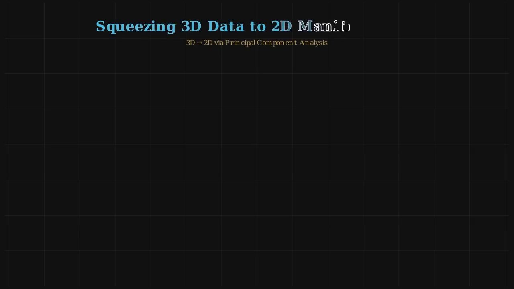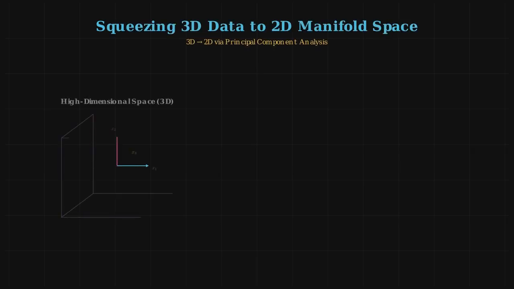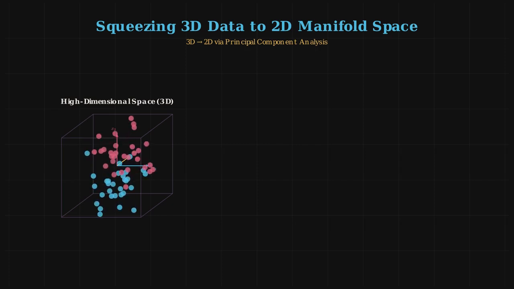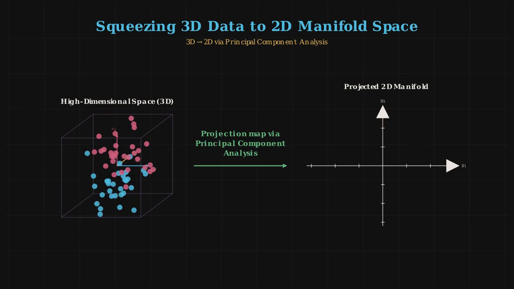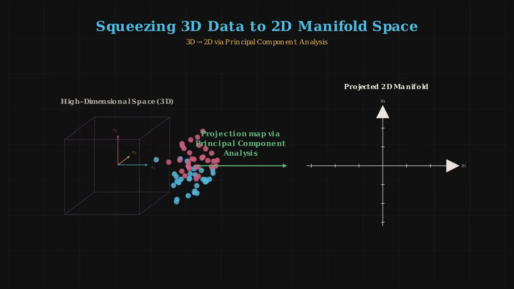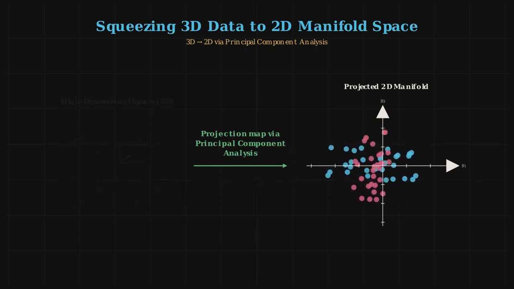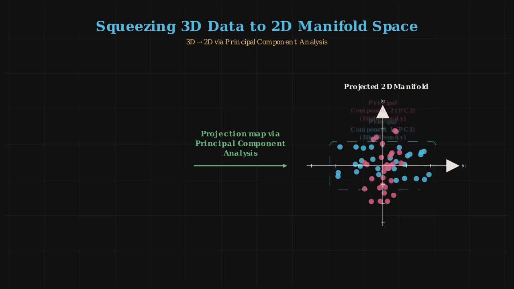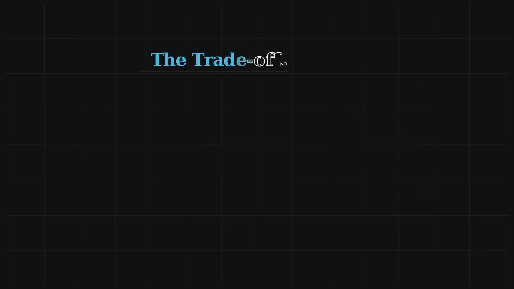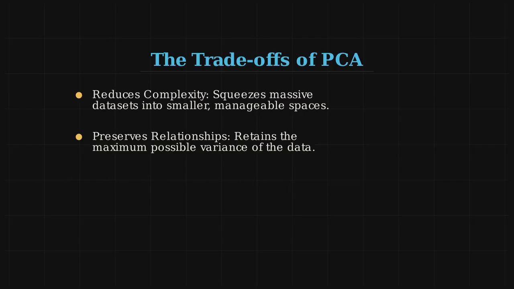Once the first principal component is found, PCA looks for a second line perpendicular to the first, capturing the next highest variance. Together, these two perpendicular axes form a flat 2D coordinate system. We project our entire 3D point cloud onto this 2D sheet, successfully squeezing our data while keeping its most important structures intact. PCA is a cornerstone of unsupervised learning.